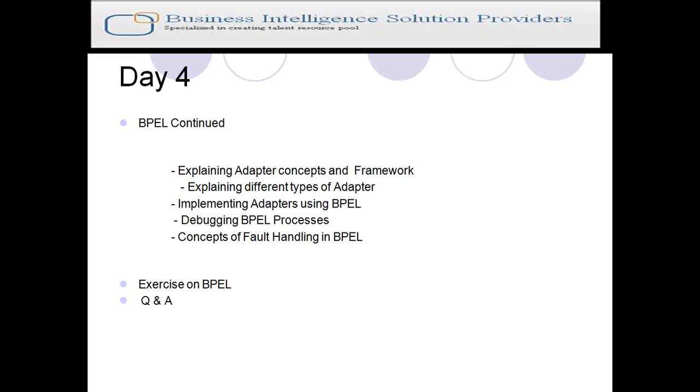We will introduce you to the concept of adapters and show you what adapter frameworks are. Then we will talk about a very important concept of debugging and fault handling. Obviously, it will be followed by some exercises and question and answers.